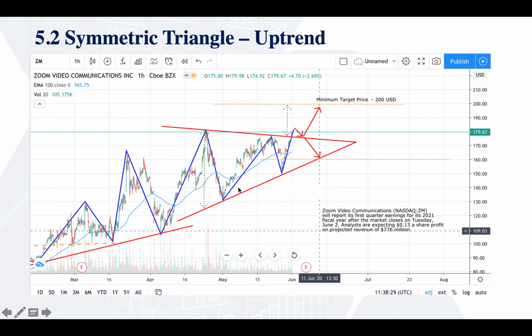This one is another one, Zoom Video Communications. Perhaps in my work, it worked as a symmetrical triangle, actually it's closer between symmetrical and ascending triangle, but assuming this one is a symmetrical triangle, we can see that there's been a breakout of this upper trend line, then there can be a return of price down before it keeps going up. So let's see if it will happen or not, but this is kind of a symmetrical triangle pattern.